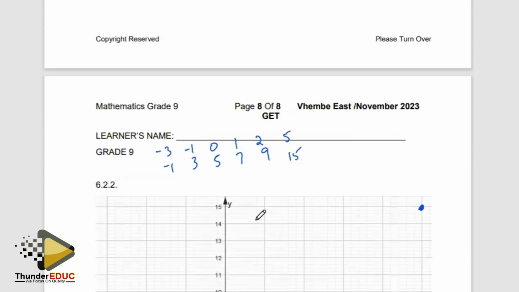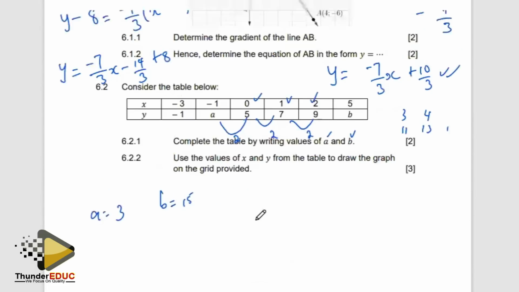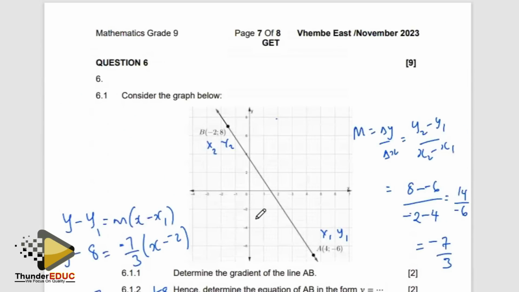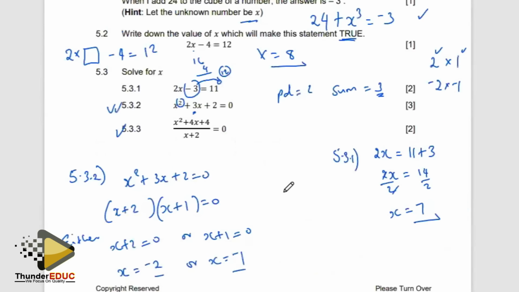Okay, so guys, that's where the question stops. So that's where paper 1 stops. Let's meet in paper 2.